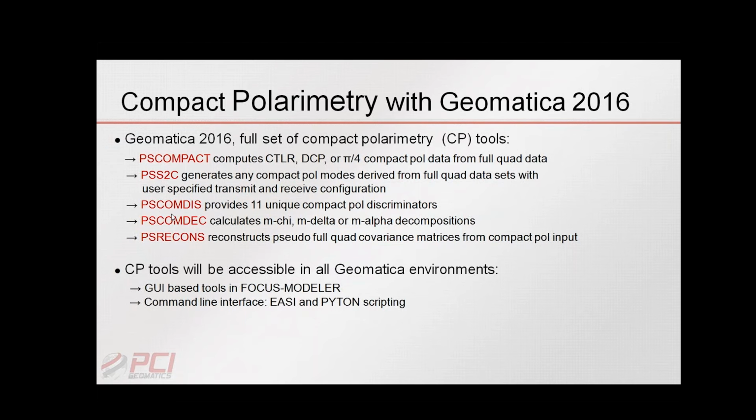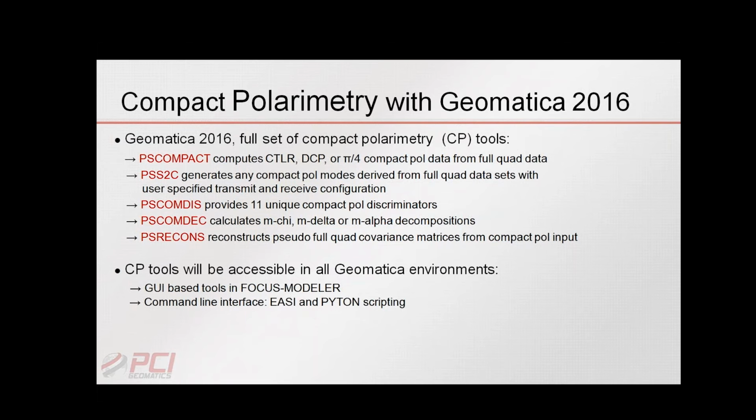And those three are also new tools. We have PSComDis, a decomposition that is specifically dedicated to the processing of compact pole imagery. We have PSComDec, another tool that has been developed specifically for compact polarimetry images. And you have another tool called PSRecons, which is used to reconstruct a pseudo-full covariance matrix from a compact pole dataset. All those tools are available in a graphical user interface environment in Focus Modeler, and we'll see some examples later on. And you can also have access to those tools using EASI or Python.